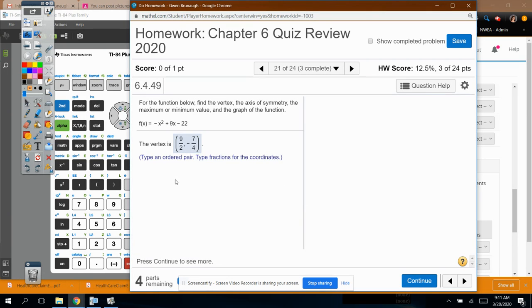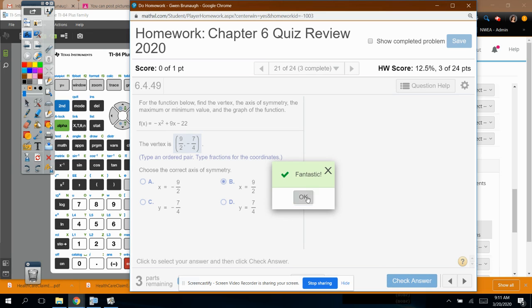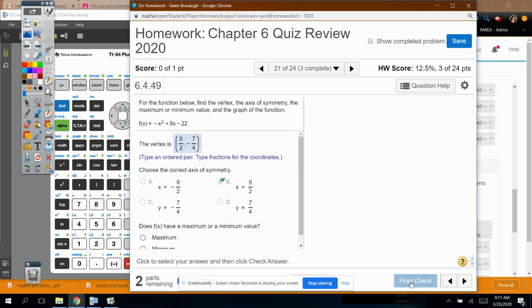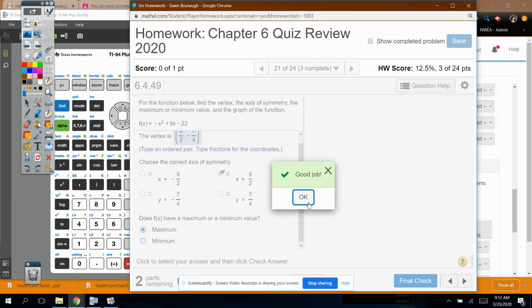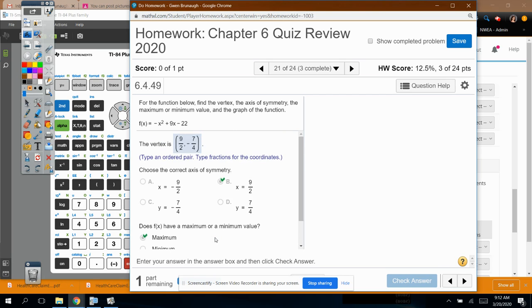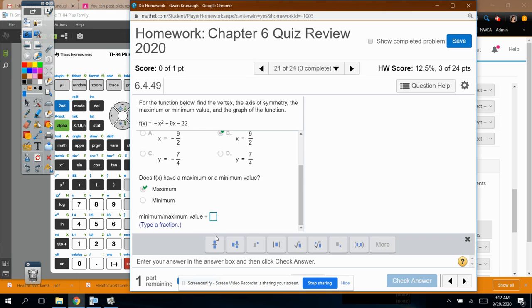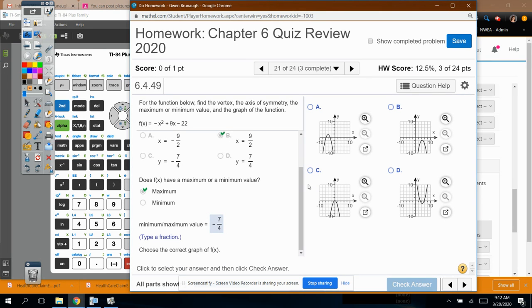Okay, so then they want to know the axis of symmetry. It's x equals. It's going to be a vertical line that goes right through the vertex, so it's x equals whatever x equals here. That's 9/2. Is that a max or a min? It was a maximum value. And then what is the maximum value? That's the y value, and our y value was negative 7/4. Okay, what was our graph? It was this guy.